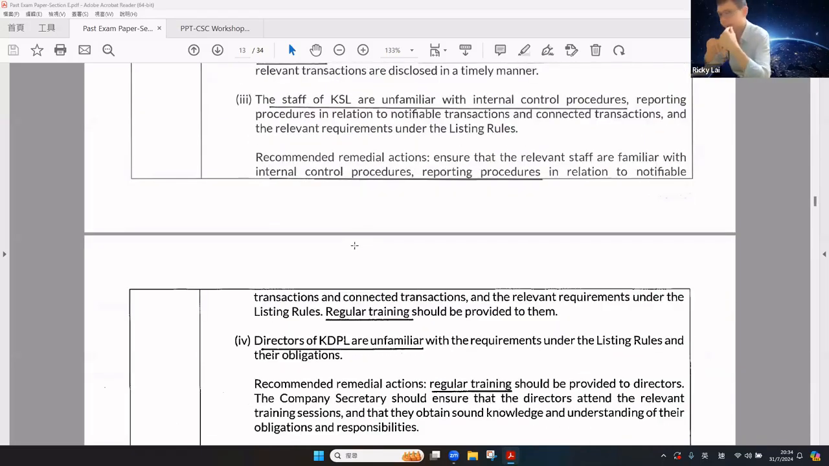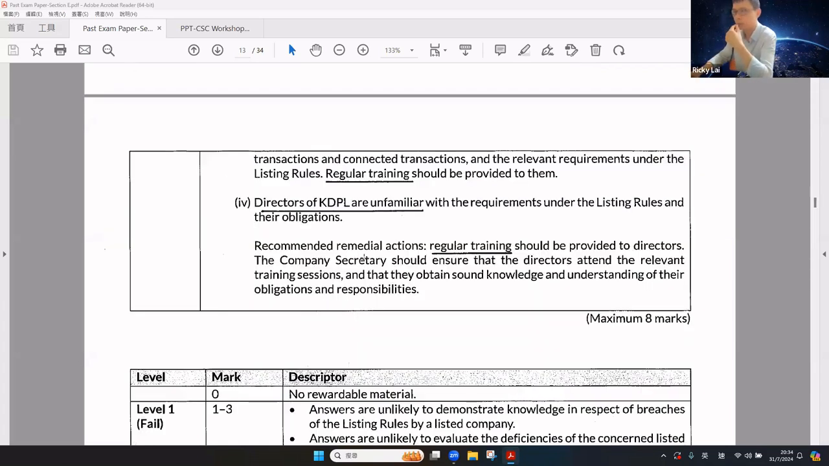How about the employee? The staff of KSL are unfamiliar with the internal control procedures, reporting procedure in relation to notifiable transaction and connected transaction, and all the listing rule requirements. So that there are some recommended remedial actions. First of all, ensure that all the relevant staff are familiar with the internal control procedure, reporting procedure, and also notifiable and connected transaction, and all the requirements under the listing rule. Employee training and regular training should be provided.